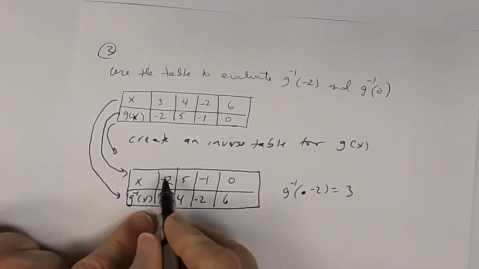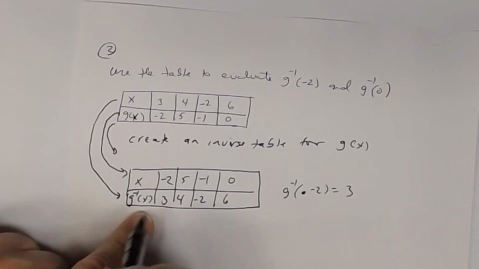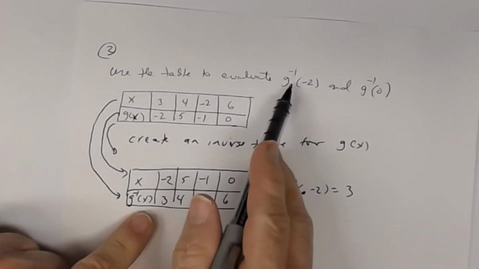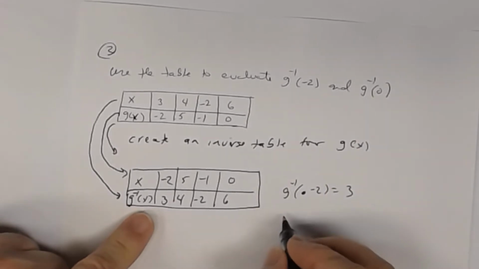That's what this means right here. That's what this ordered pair means. G inverse of negative 2 is 3. And in fact, that's the first one I want to find, right? G inverse of negative 2 is what? 3. Let's do the other one.